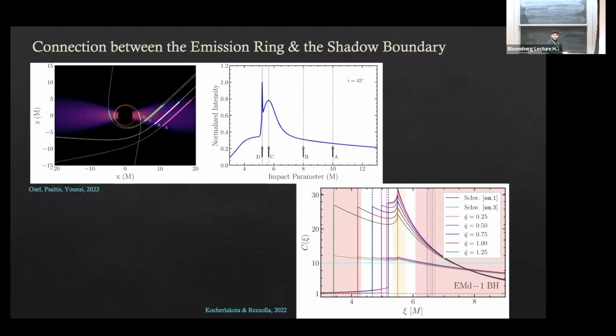So can you see a series of peaks if you zoom in? Yeah, here you can, theoretically. Yeah. Up to optical depth. Up to optical depth, of course. Yeah.